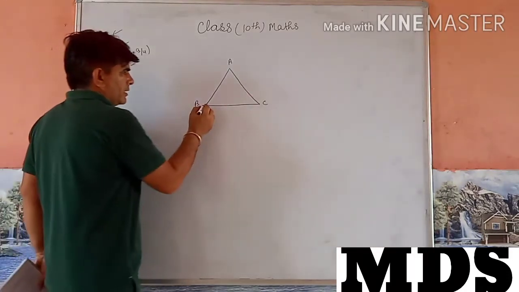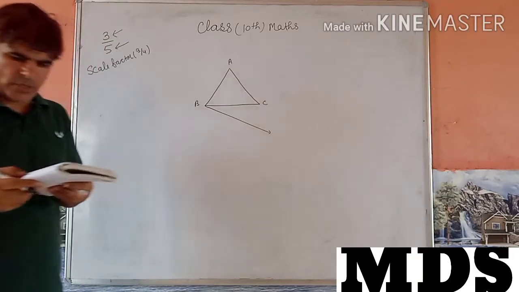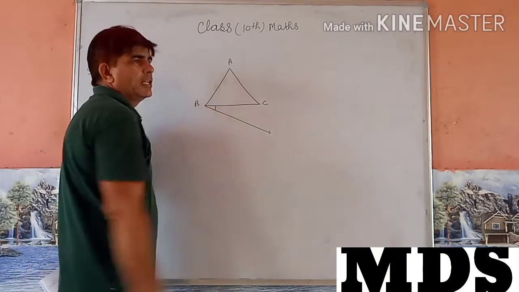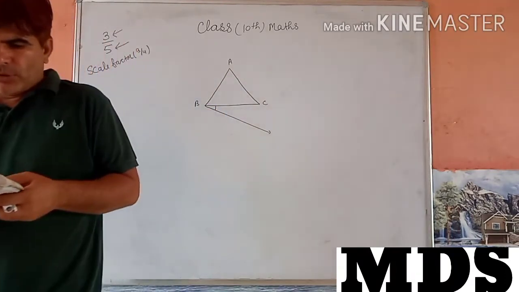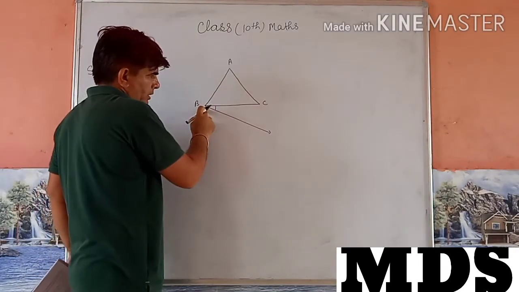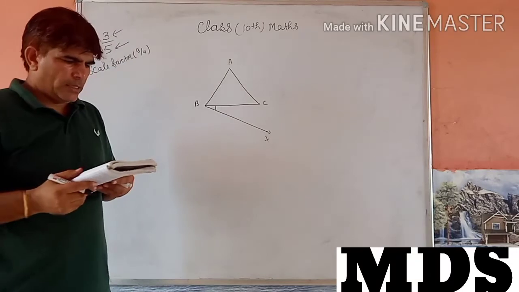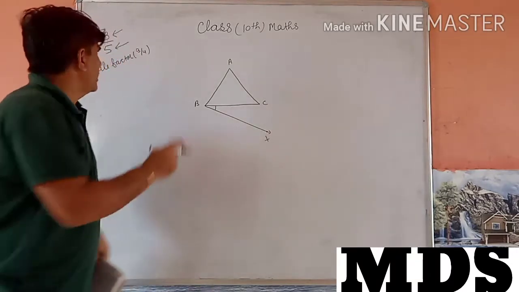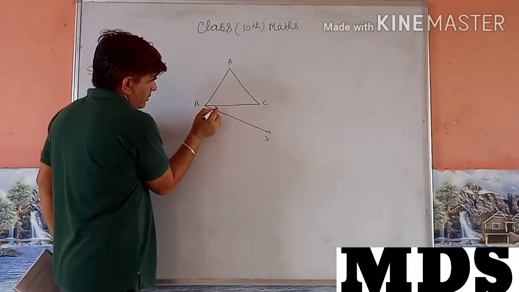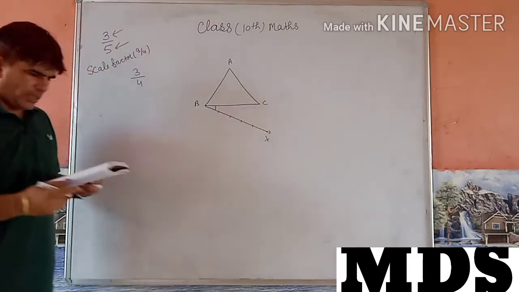Draw a line BX, making an acute angle with BC on the side opposite to the vertex A. Acute means less than 90 degrees and more than 0 degrees. This is the vertex A, and opposite to this we make a point named X. Draw a ray and locate 4 points, since here the ratio is 3/4 and 4 is greater than 3. So take 4 equal parts: 1, 2, 3, 4. Taken or not?